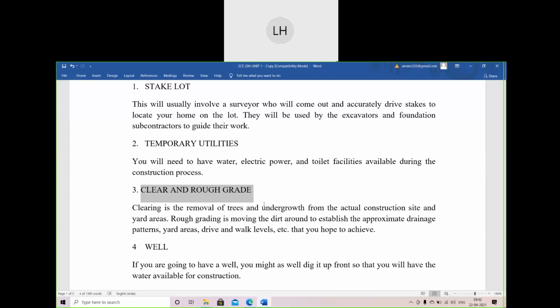Okay, Ginmon, no problem. I'll tell what is this clear and rough grade. The next sequence, which is your clear and rough grade, is what? Once you have these things, now the temporary utilities, you have checked what the utilities are, whether they are present on your site or not. This is your sequence number two. Then you will see whether there are hindrances there. So you have to clean this plot, right?